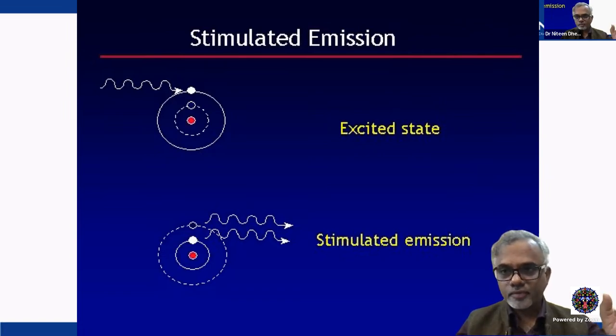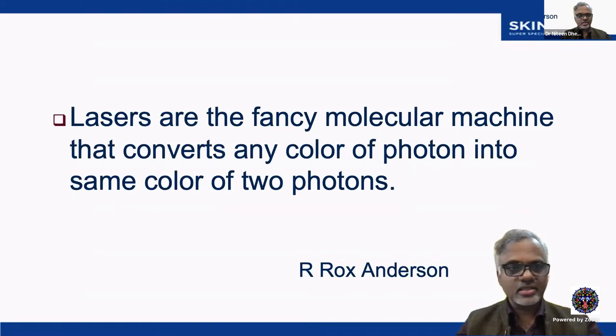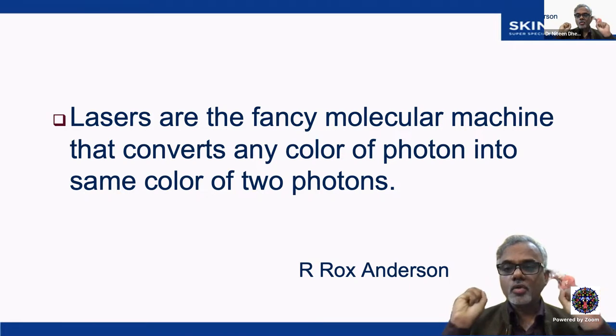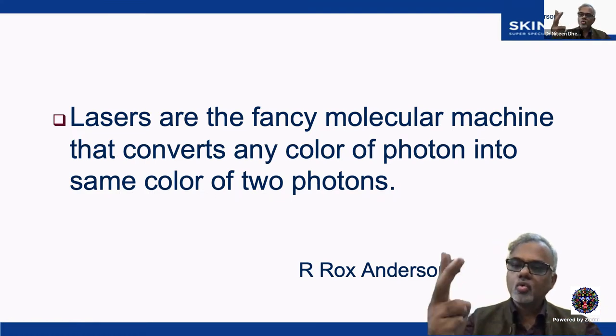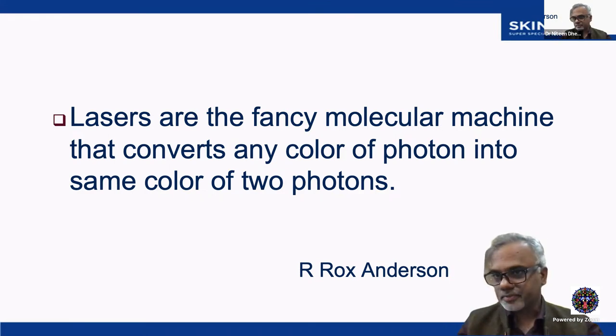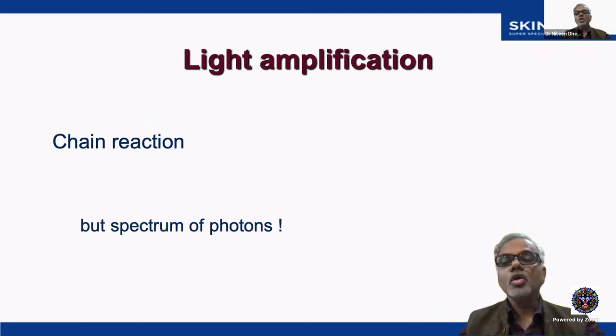This laser medium can absorb any energy and convert it into two photons of a single color, a single wavelength. So Rox Anderson says, lasers are fancy molecular machines that convert any color of photon or any energy into two photons of the same color. So it's molecular-level machinery. You give them any ordinary flash lamp light, and the laser medium takes those photons and throws out two photons of the same wavelength. This is a very magic machine at a molecular level.